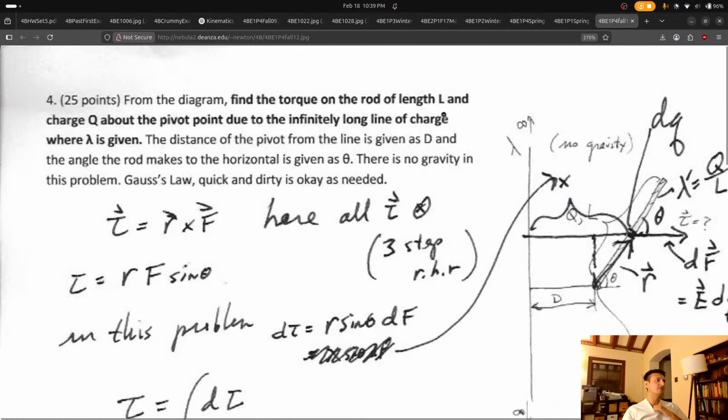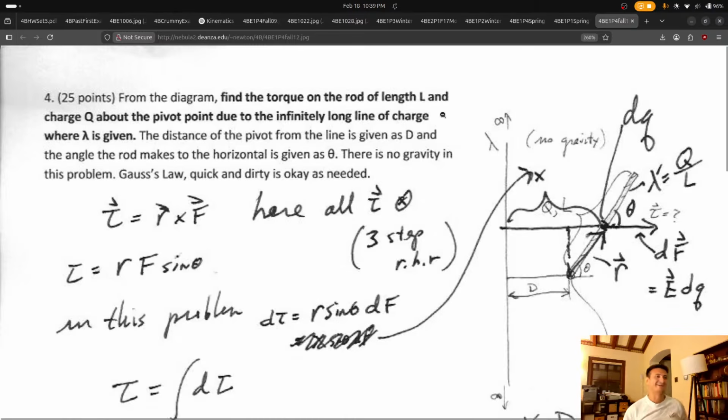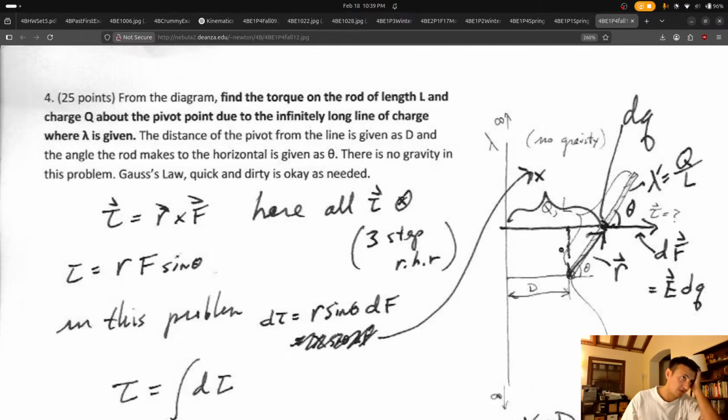Weird torque problem. Dude, we're definitely getting a torque problem tomorrow, bro. All right, whatever. From the diagram, find the torque on the rod. What am I even looking at here? Find the torque on the rod of length L and charge Q about the pivot point due to the infinitely long line of charge where lambda is given. Oh, this is a good one.